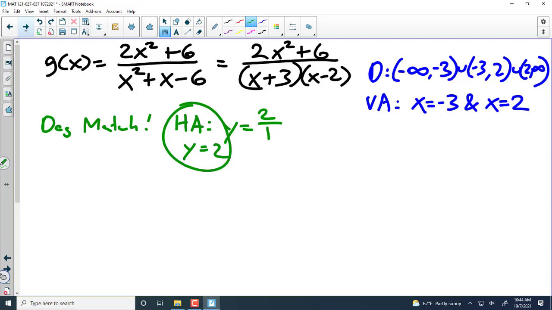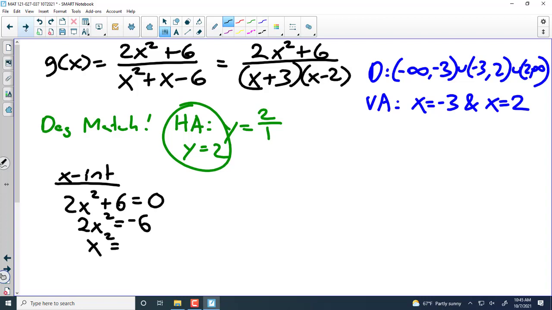All right, that's 3 of the 5 things. Domain, vertical asymptote, horizontal asymptote. X-intercepts. Set the top equal to 0. And as soon as you can tell that your zeros in the numerator are imaginary, you can stop. Because I don't actually care what the zeros are if they're imaginary. Because if I subtract 6 from both sides, and I'll take this one more step and divide both sides by 2, can everyone see how I'm going to get imaginary zeros? Because I'm about to take the square root of a negative.